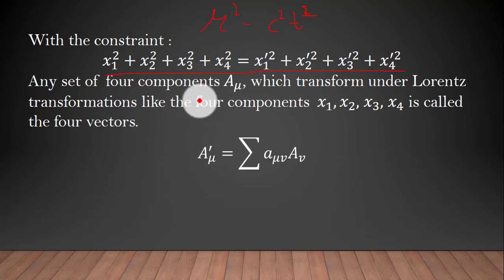As I have already told you, for any set of 4 components of a vector, a mu, defining suppose a1, a2, a3, a4, if it is going to transform under Lorentz transformation, then its transformation equation must be represented like this if it is a 4 vector.